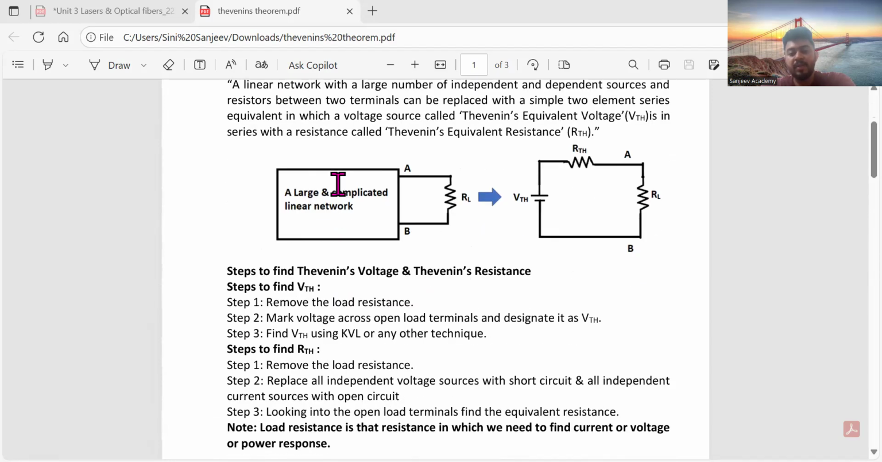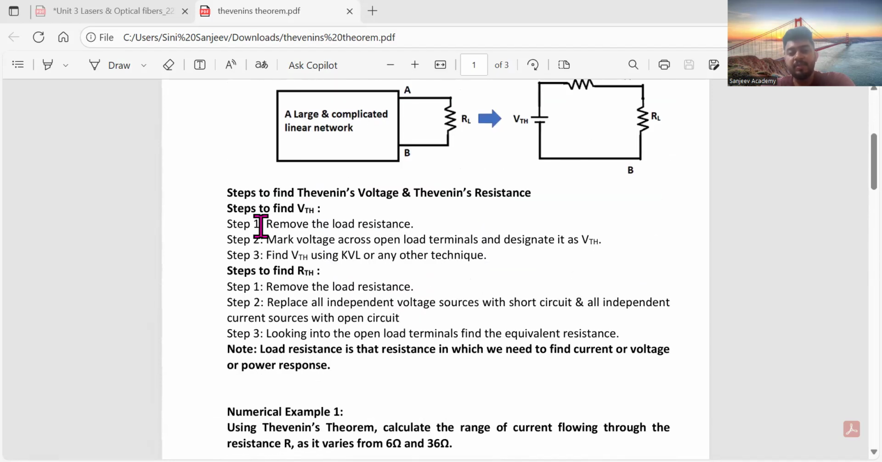Thevenin's theorem. So to find VTH, I hope you understood what is open circuit and short circuit. Then just by using KVL or any other method, simple series and parallel, whatever it is, you can find it.